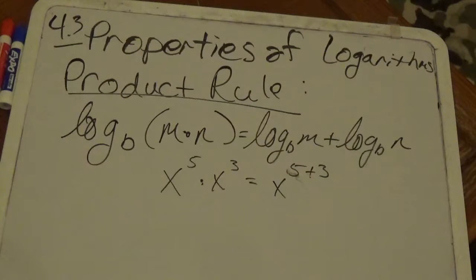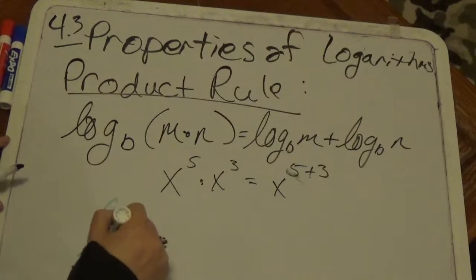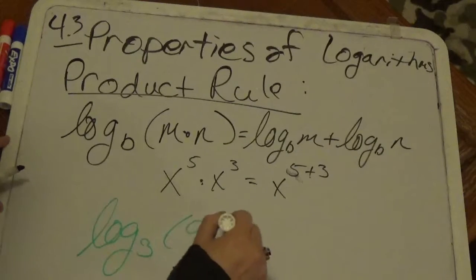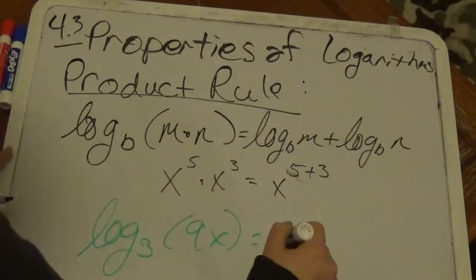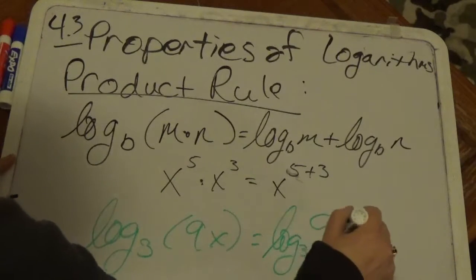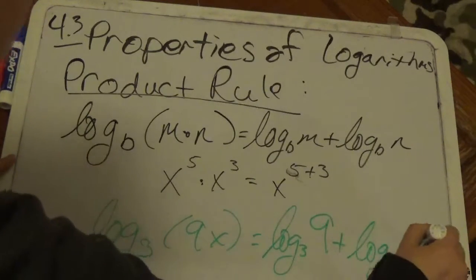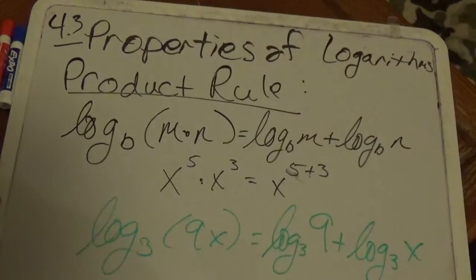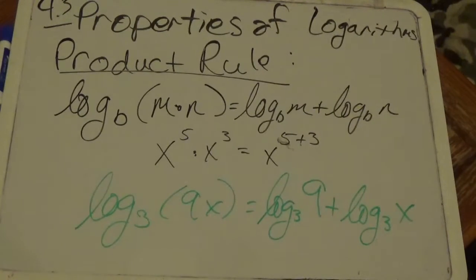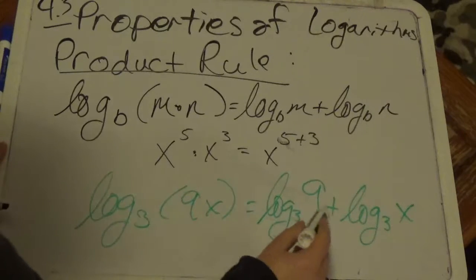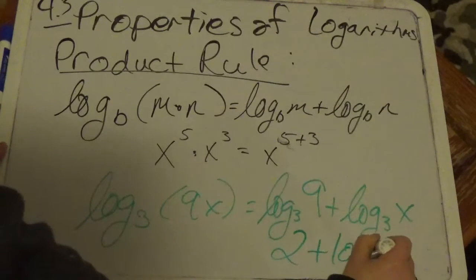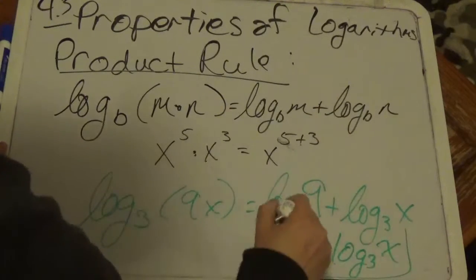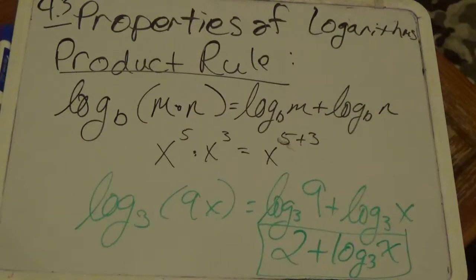Okay, so let's say for a minute that we have log base 3 of 9x. That we would break up into log base 3 of 9 plus log base 3 of x. Okay, and then we would also need to simplify that if we can. Evaluate. So 3 to what power gives you 9? That's 2. So 2 plus log base 3 of x would be that expansion. Okay, so that's the first rule, product rule.